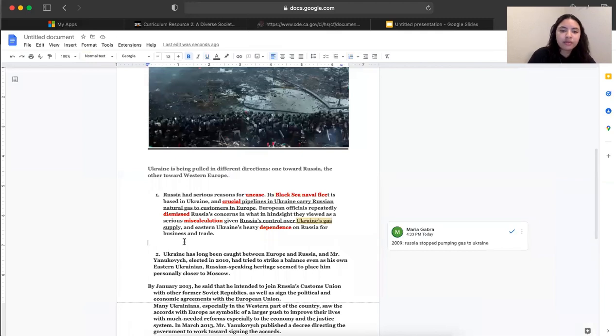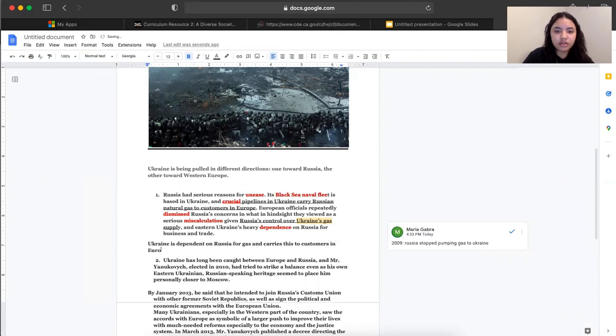And then I'm going to go ahead and write a quick summary. So I'm going to say, Ukraine is dependent, I'm going to use my word from here, on Russia for gas, however, and carries this to customers in Europe. However, they are running into miscalculations. Again, using our academic vocabulary. Does anyone have any questions?